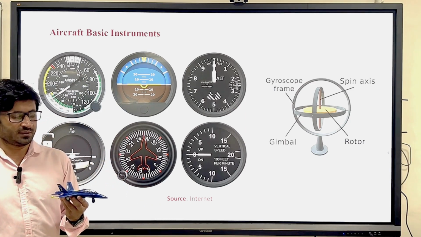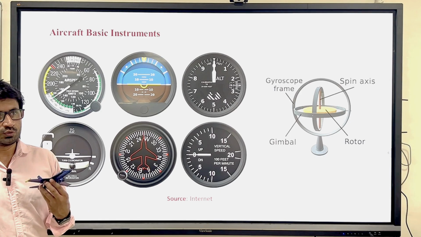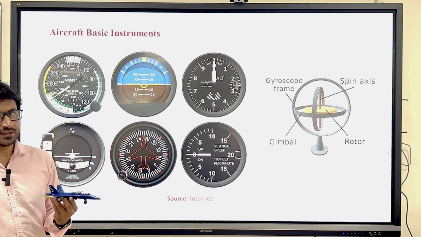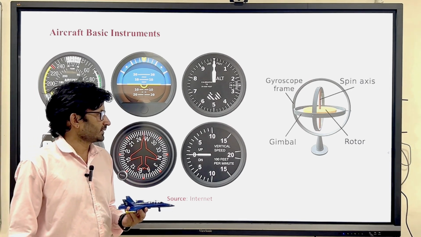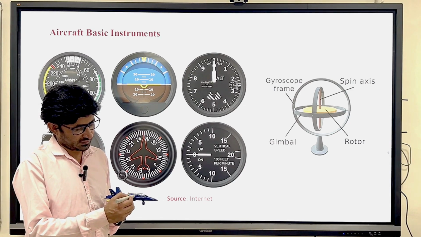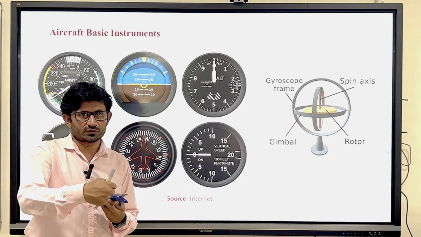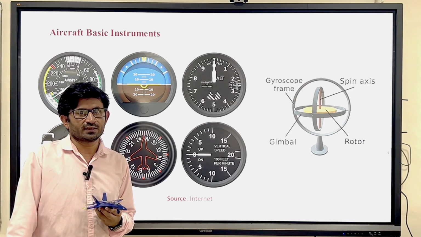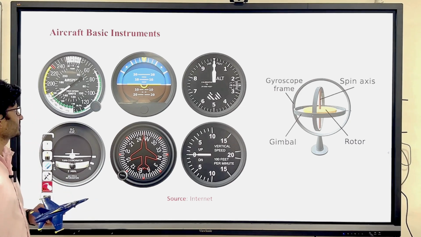Stagnation pressure: the flow is coming, and if you bring this flow to a stop isentropically, then this pressure is the stagnation pressure. And if the air is moving and you have a hole somewhere, the pressure you sense from that hole, the pressure of the moving air, is nothing but the static pressure, and half rho v square is the dynamic pressure.